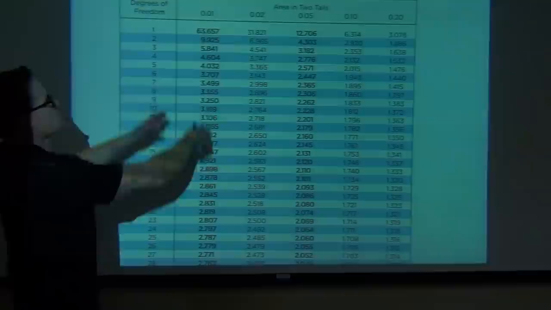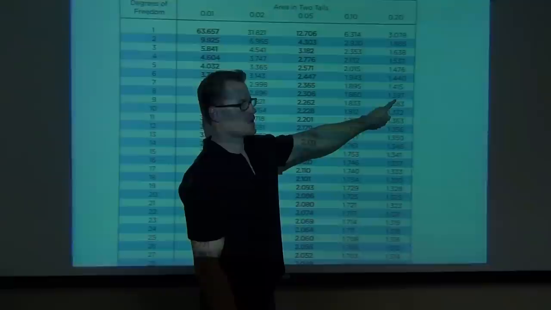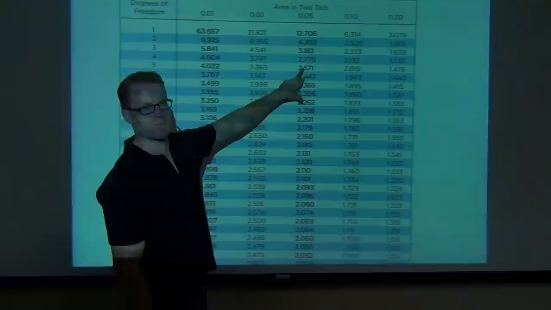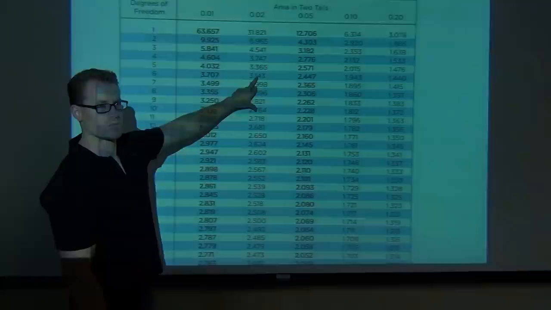By the way, looking back at the top, can you read which column we're in? Are we in this column? No, that would be an 80% confidence interval. That's the area of two tails. This one would be a 90%. Yes? This would be a 95%. True? This would be a 98%. That's a 98% confidence interval right there.